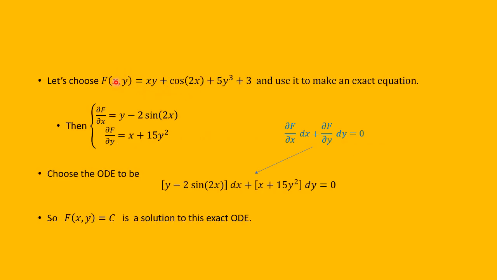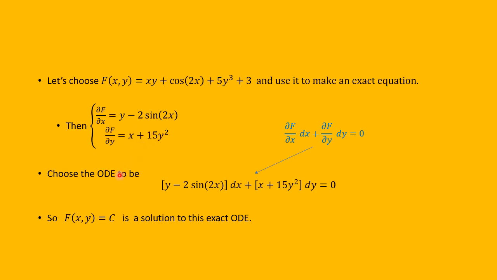Let's use the function f of x y equals x times y plus cosine 2x plus 5y cubed plus 3 to make an exact equation. Exact equation will look like this. So for this function, we'll compute the partial of f with respect to x, and it turns out to be this stuff here. Also, we need to compute the partial of f with respect to y. When we do the calculation, we get this stuff here.